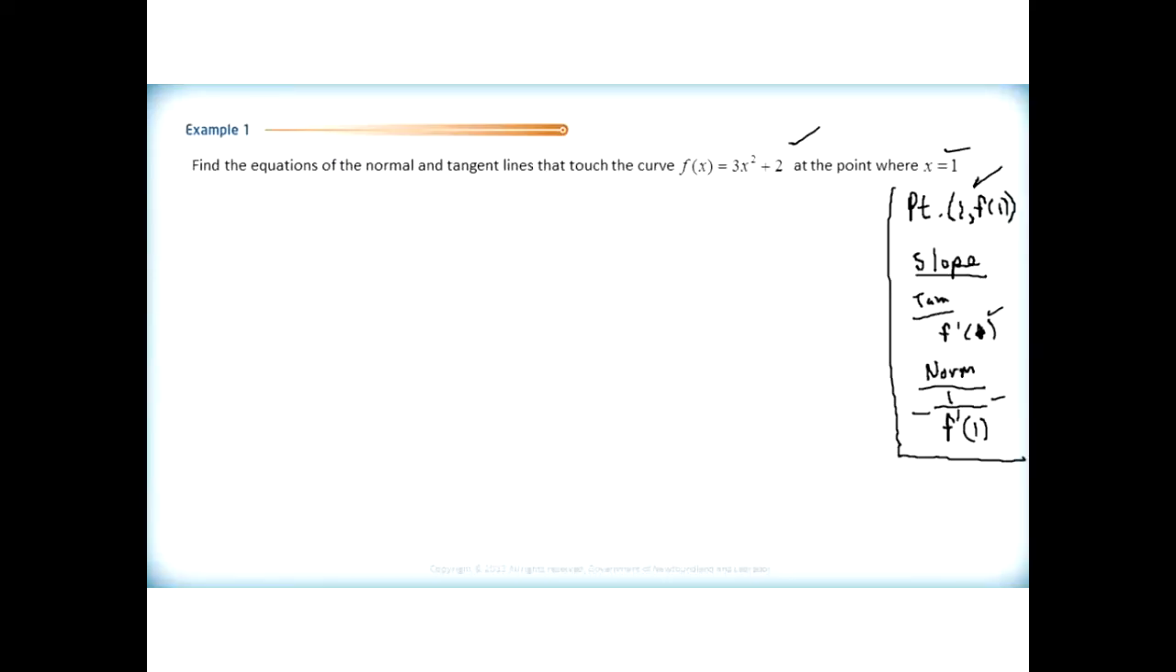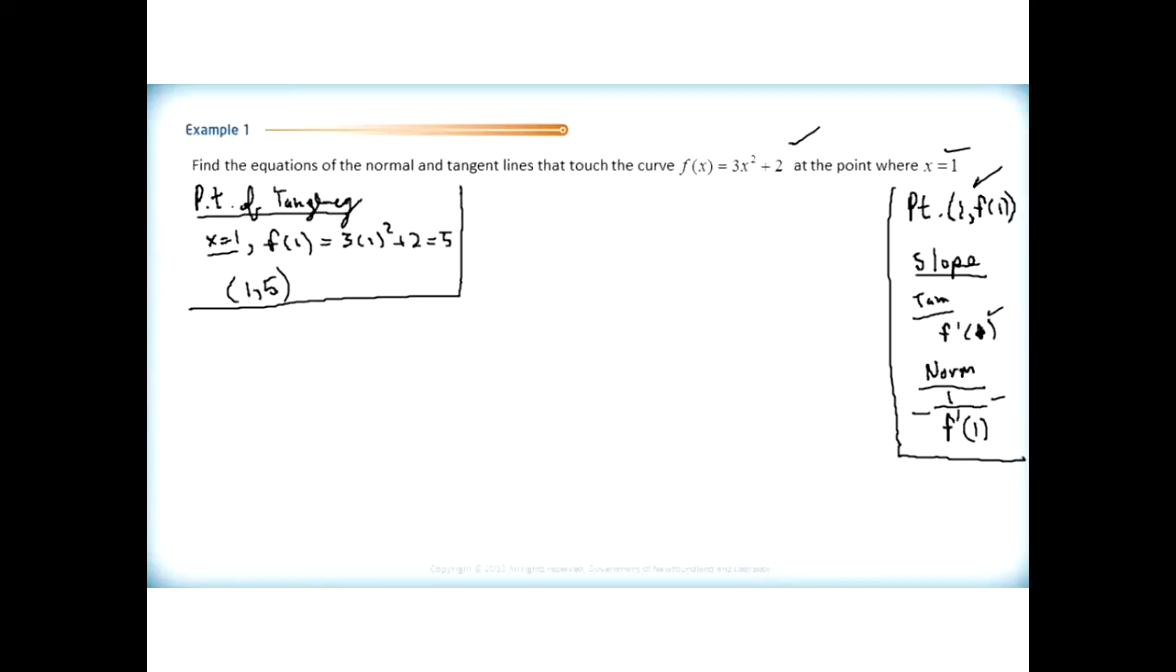We need the y-coordinate for the point. So for our point of tangency, when x equals 1, we're going to find f of 1, and that will be 3 by 1 squared plus 2, giving us a total of 5. So our point of tangency has coordinates of 1, 5. Good stuff to know. The next thing we're going to need to get is the derivative of this function so that we can find the slopes of the tangent and the normal.